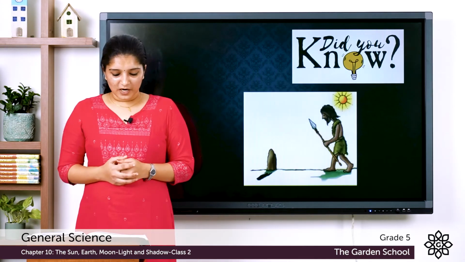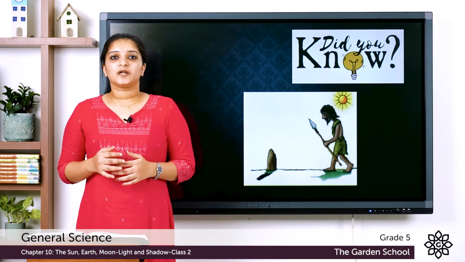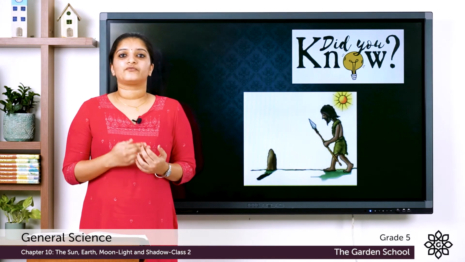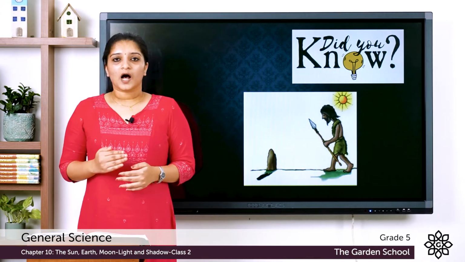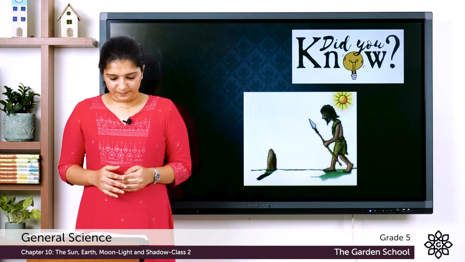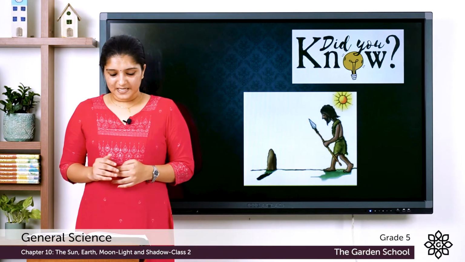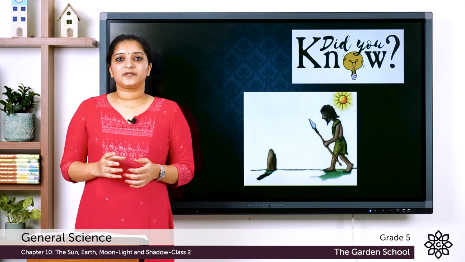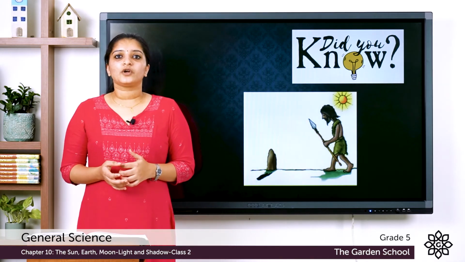Now let me tell you a fun fact. It is believed that in ancient times, people used this connection of shadows and the sun in order to determine the time of the day. How they did this was, they would place a piece of rock or a stick in an open space and mark its shadow at particular time intervals by placing stones. This helped them determine the time of the day, since clocks or watches were not used at that time.